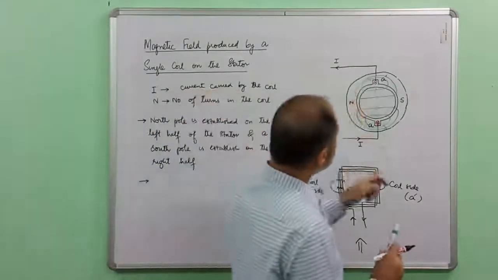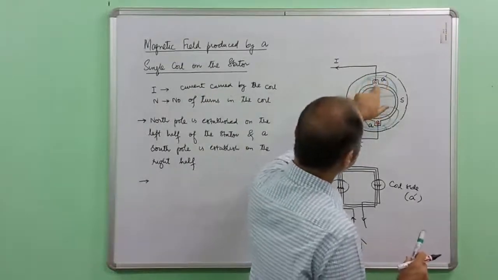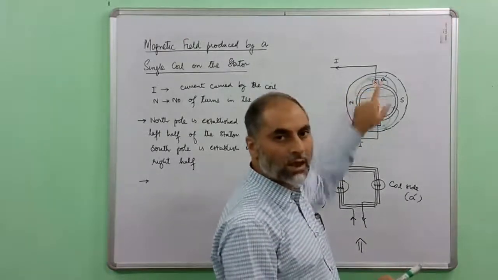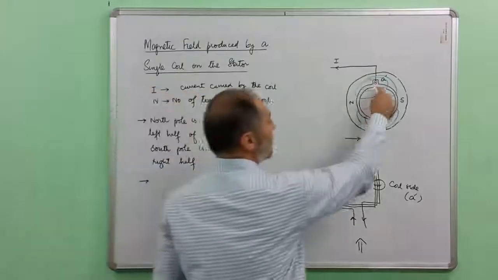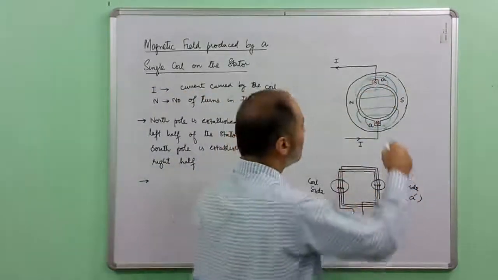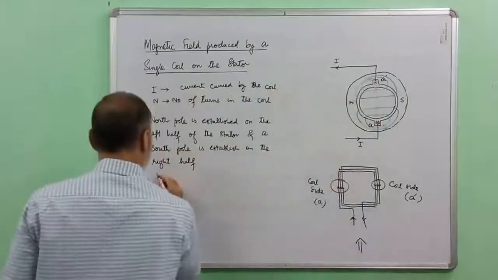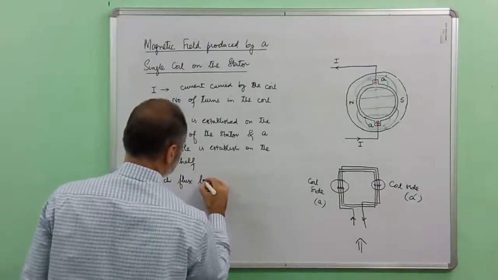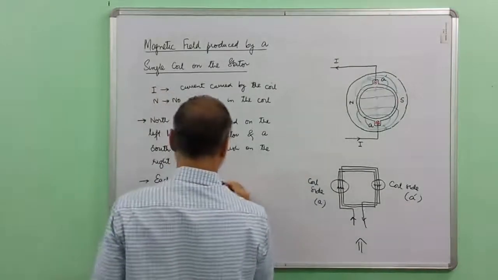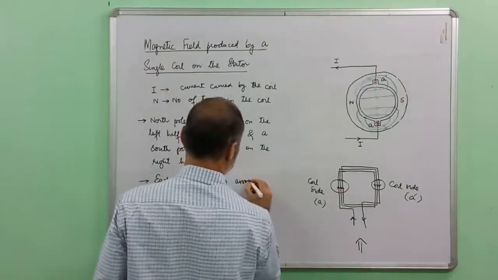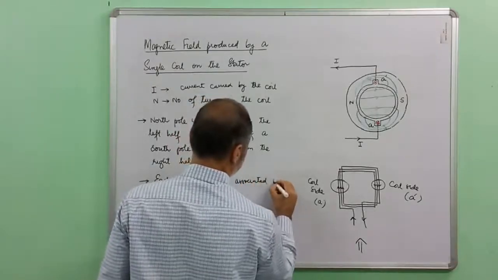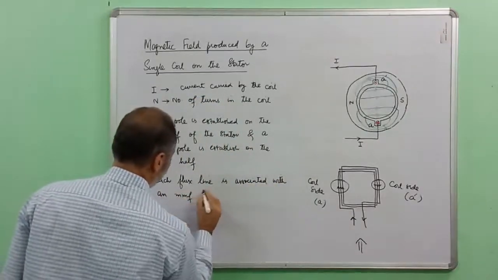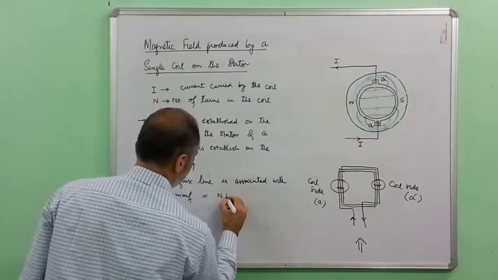The second thing that we see is, if we consider a flux line, it encloses N conductors and each conductor carries a current I, and therefore the MMF is equal to Ni. Each flux line is therefore associated with an MMF equal to Ni.